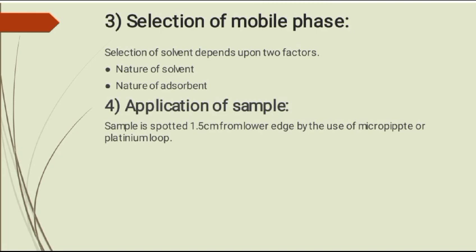Fourth step is application of sample. Sample is spotted 1.5 cm from the lower edge by the use of a micropipette or platinum loop. This distance may vary in different conditions.